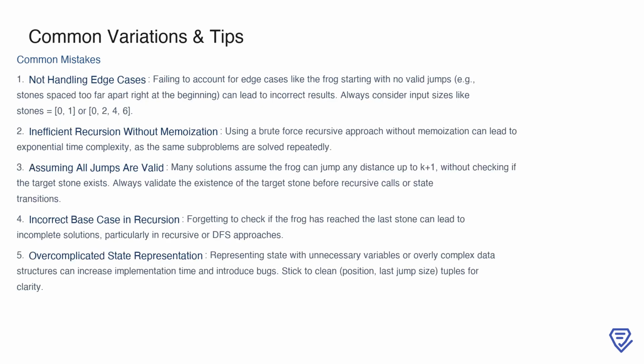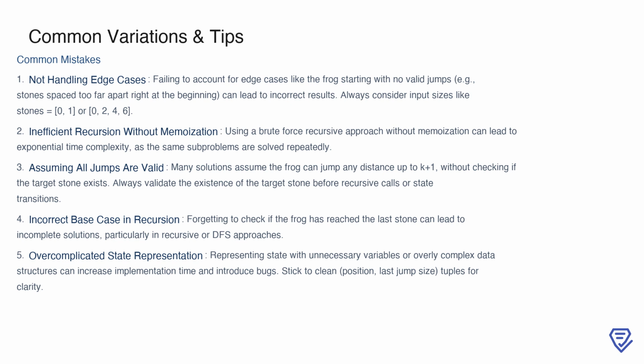Here, we'll talk about some common mistakes to avoid when solving the frog jump problem. First, it's crucial to handle edge cases properly. For example, if the stones are spaced too far apart at the start, the frog may not have any valid jumps to make. Scenarios like stones equals [0, 1] or [0, 2, 4, 6] should always be tested to ensure your solution doesn't fail on these.